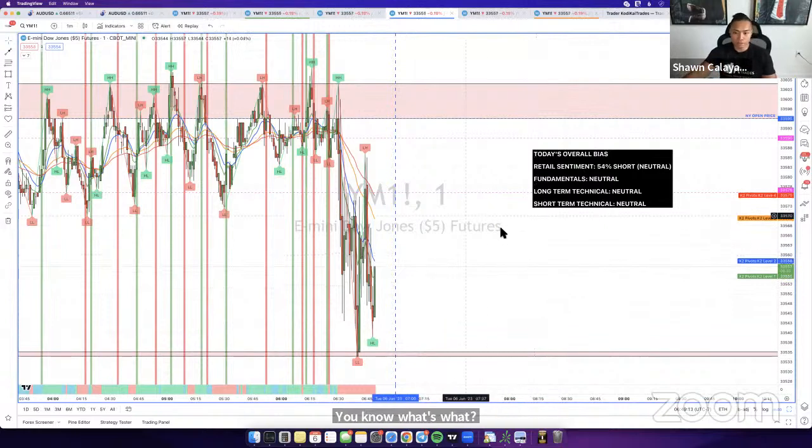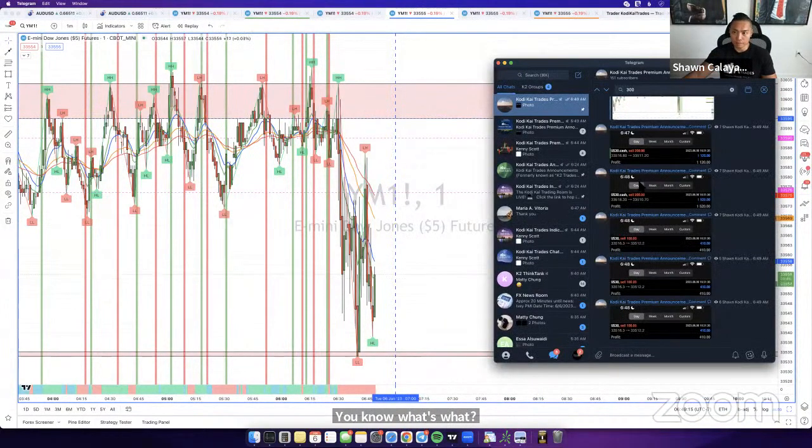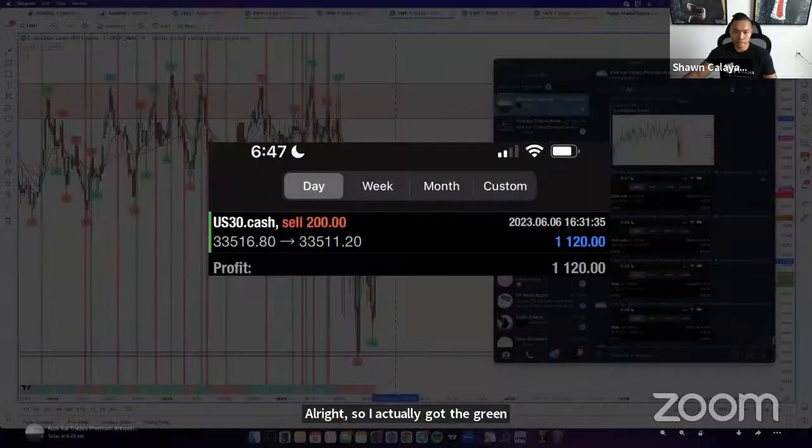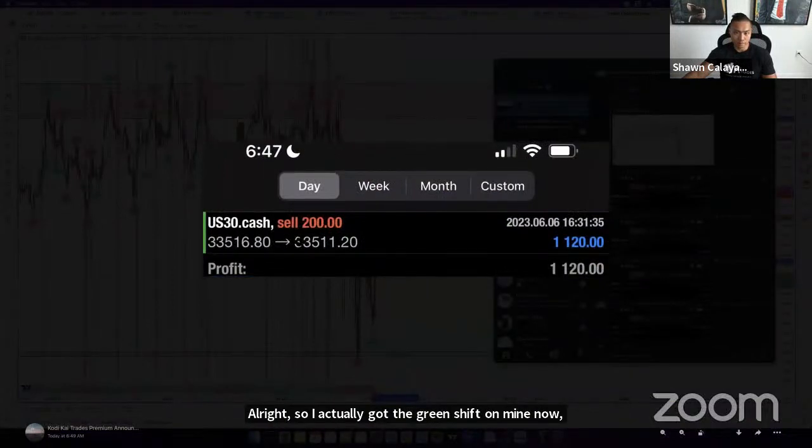All right, so I actually got the green strip on mine. Now looking at my profits. So here's my main account. Here's my FTMO number 1. You can see the green strip, hit my full TP. I made 1,120. I was supposed to make 2,000, but the slippage triggered my TP and then it pulled back. So you can see the timestamp right here, took that right on open. Total profit of 1,120 on my main account.